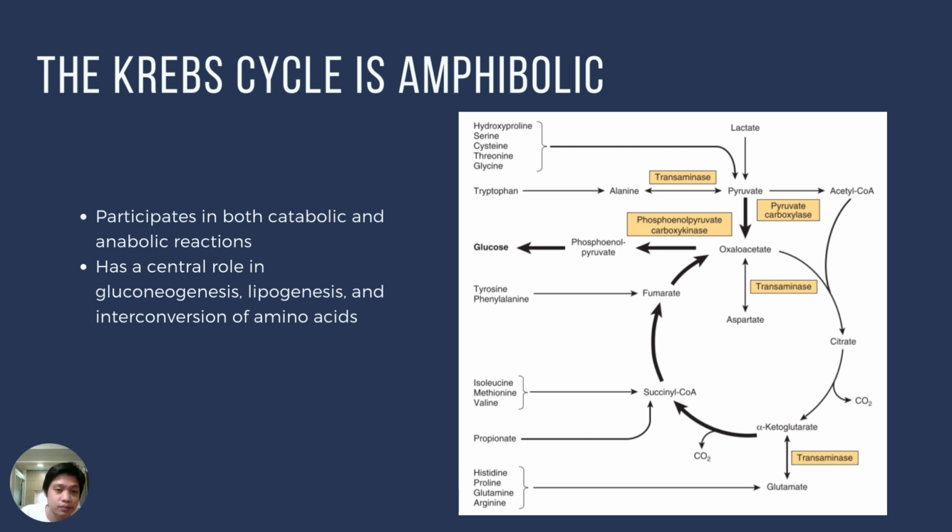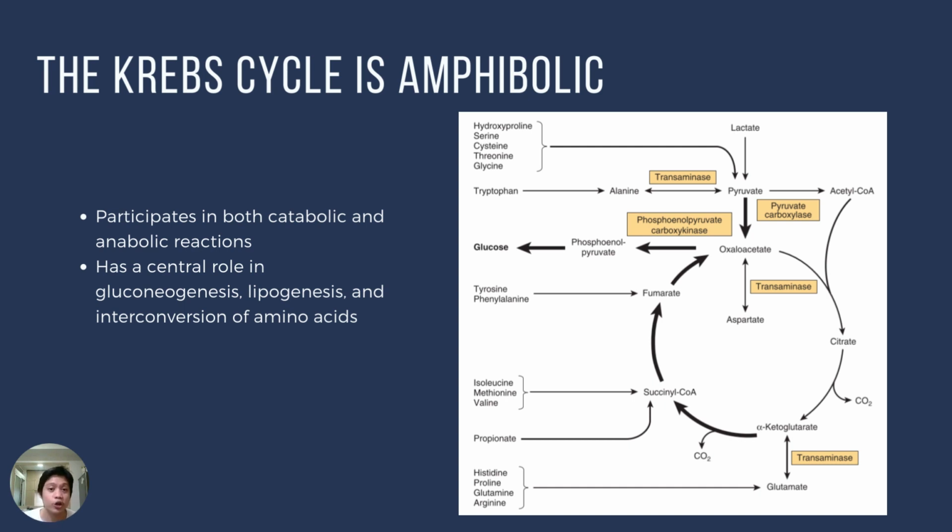Tryptophan associates with alanine through alanine aminotransferase, and alanine, again, can produce pyruvate by the removal of its amine group that is catalyzed by transaminases.